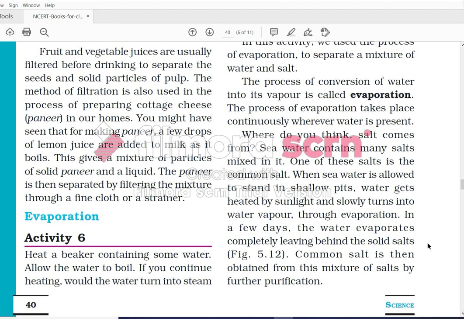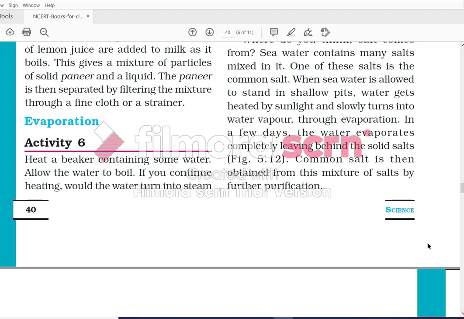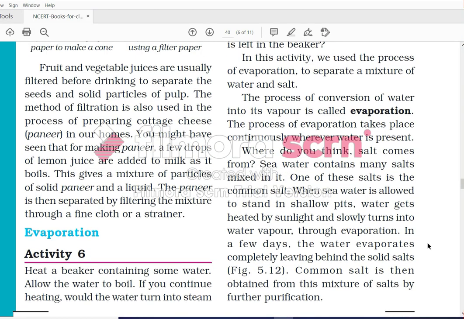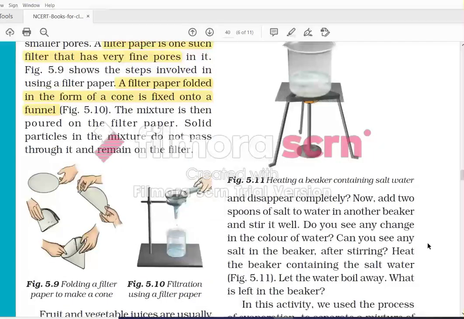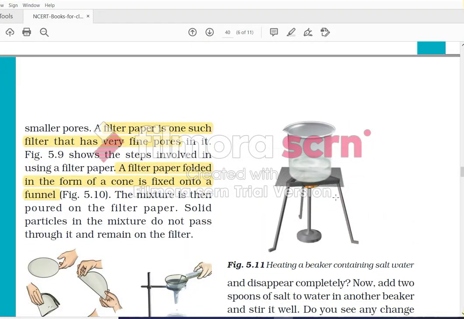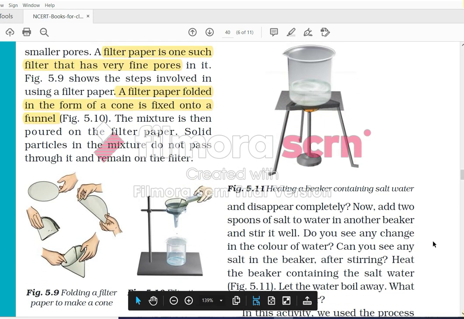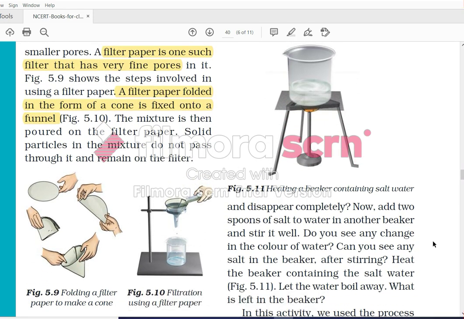Now we'll see what is evaporation. Heat a beaker containing some water. Allow the water to boil. If you continue heating, would the water turn into steam? Yes, the water would turn into steam. If you continue boiling the water, a time may come when it will have completely disappeared. Now add 2 spoons of salt to water in another beaker and stir it well.